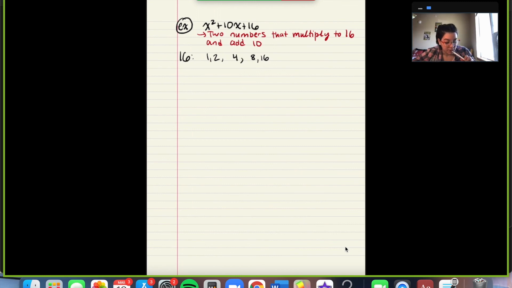Let's see here. So we want to find two of these factors that add to 10. Well, 8 and 2 add to 10. So let's try that. 2 times 8 is 16, and then 2 plus 8 is 10. Perfect, worked out. So we have x plus 8, x plus 2. And again, if we FOIL this out, we will indeed get back to what we started with, but that's just a great way to check if you did it right.